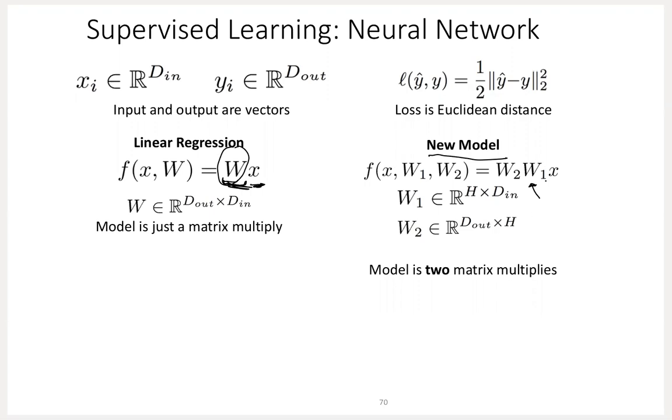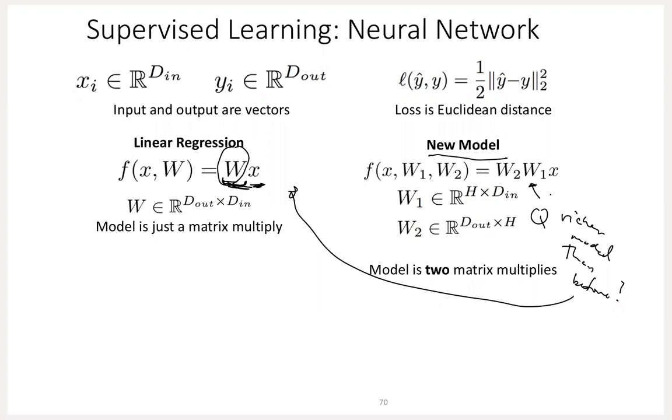Does this make sense? Do I get a richer model than before, compared with this one? Instead of just one W here, I multiply by another W. Do I get a richer model?